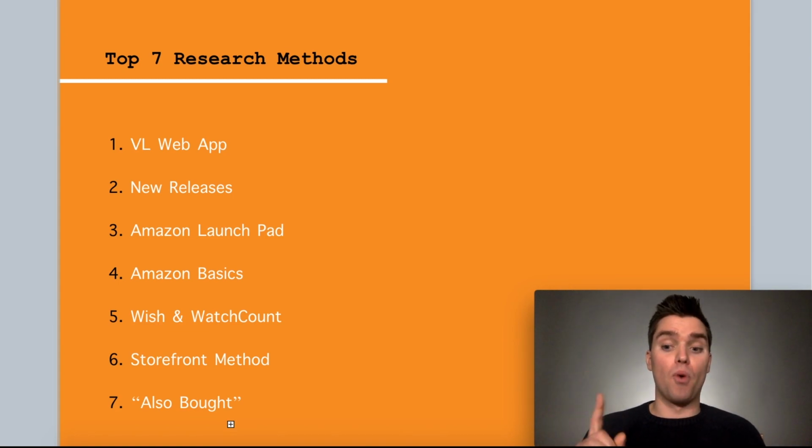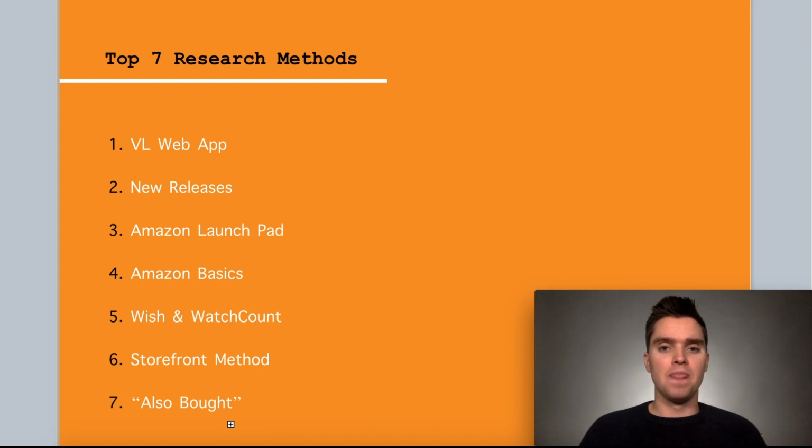One point I want to make, and I'm one of the only people talking about this right now, and you're going to hear a lot more people talking about it in the very near future: the Viral Launch web app. The reason I recommend Viral Launch is that there are fewer users on the Viral Launch web app compared to their top competitor, Jungle Scout, which gives you an advantage of seeing products that a lot of other sellers aren't seeing.